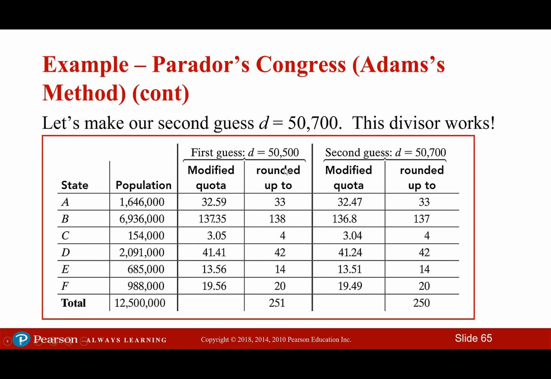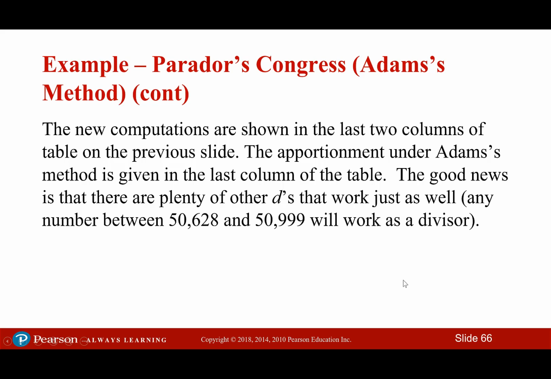So let's modify that again. Let's go another 200, so now we have 50,700. When you do that, keep on rounding up, and eventually you wind up with this. We add them up, you get 250, and you're done. So good. The only difference is you round up instead of rounding down. That's pretty much it. The new computations are shown in the last two columns of the table on the previous slide. The apportionment under Adams method is given in the last column of the table.